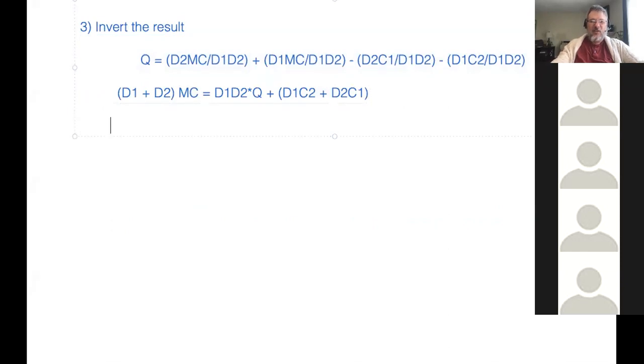So then we have MC is equal to, and then I'll take all of this. And now, obviously, we're just going to divide both sides by D1 plus D2. And then I'm just going to rearrange things a little bit to be explicit about what the coefficients are. So maybe it looks better this way if I do a square bracket.